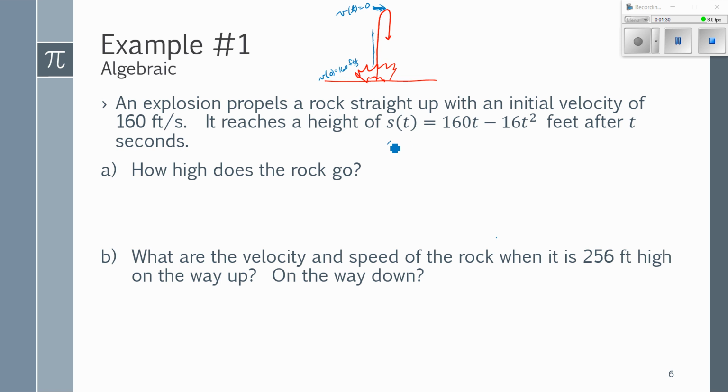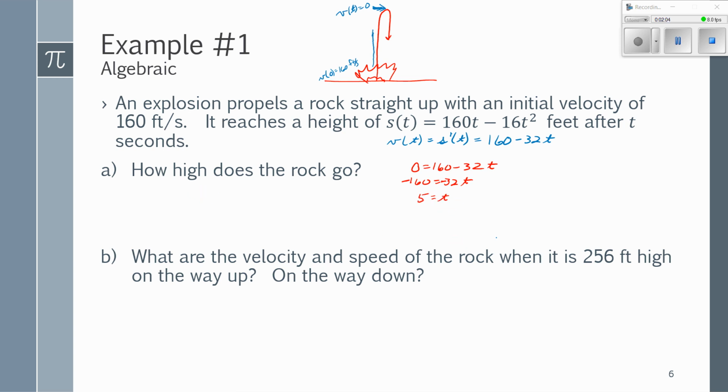So to do that, I need the velocity. Well, the velocity is the derivative of displacement. That would be 160 minus 32t. And then I want to set that equal to 0 because my rock has to stop before it turns around and comes down. And solving this, almost forgot my negative signs there, I get that t is 5.